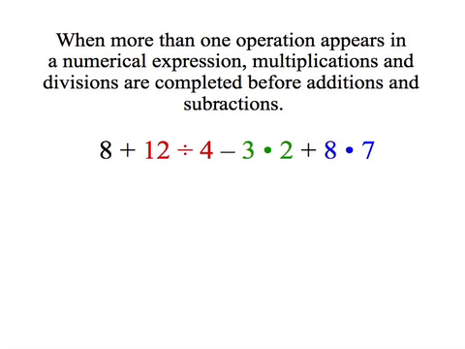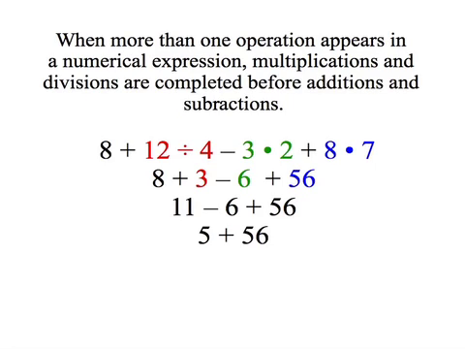In this particular expression, the division and the 2 multiplications are separated by additions and subtractions, so they can be done independently of one another, and so to save time, we'll do them all on the same line as shown here. We have the 12 divided by 4 to get 3, the 3 times 2 to get 6, and the 8 times 7 to get 56, and then we'll finish the additions and subtractions from left to right, but the simplified answer is still 61.